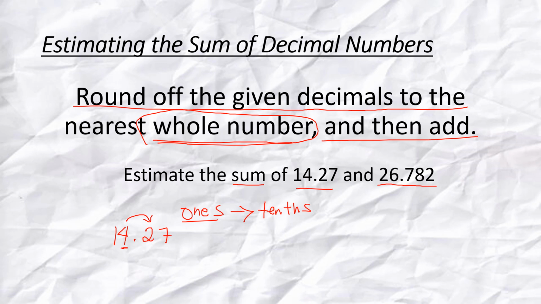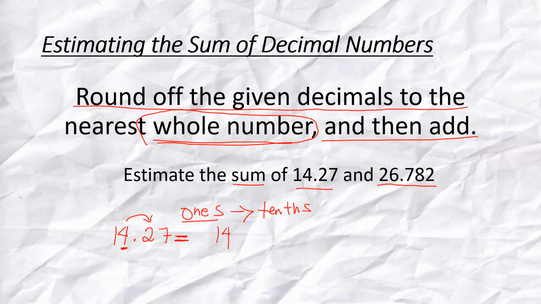Again, in rounding off, if the number is 0, 1, 2, 3, 4, you round down, meaning you will not do anything to the digit that you are rounding off. But if the digit beside the number you are rounding off is 5, 6, 7, 8, 9, that is the time that you will add 1 to the digit that you are rounding off. In this case, the digit that we are rounding off is 4, and the number beside it to its right is 2, so we need to round down, meaning we will not do anything with the digit 4. So therefore, the rounded off value of 14.27 is only 14.